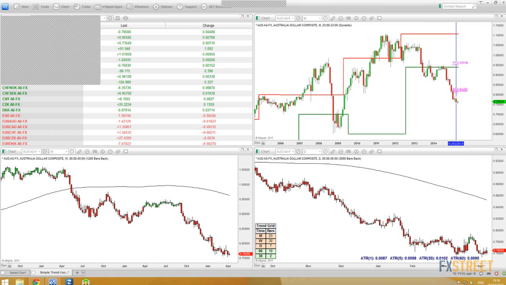Yep. Okay. These are just basically pivot levels. Yes, that is correct. The green and the red levels, their monthly pivot levels.